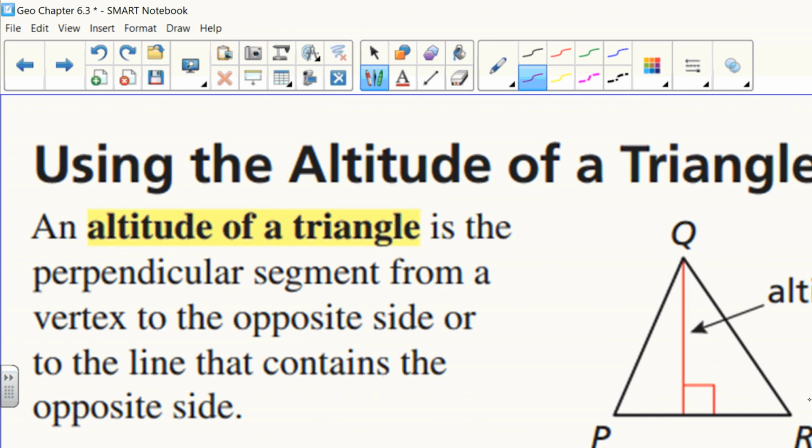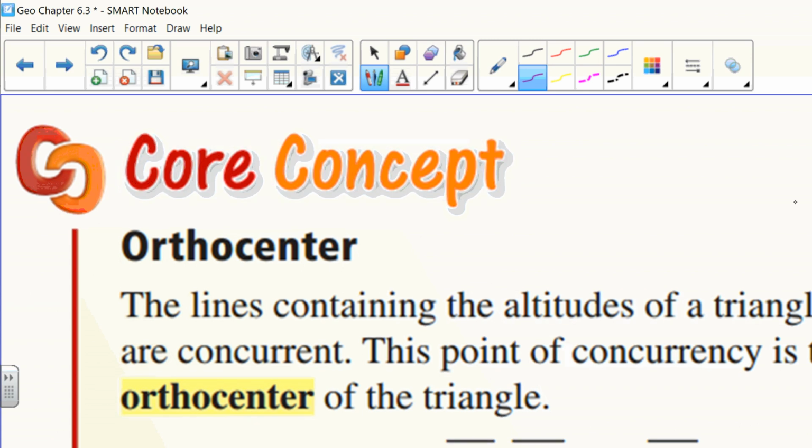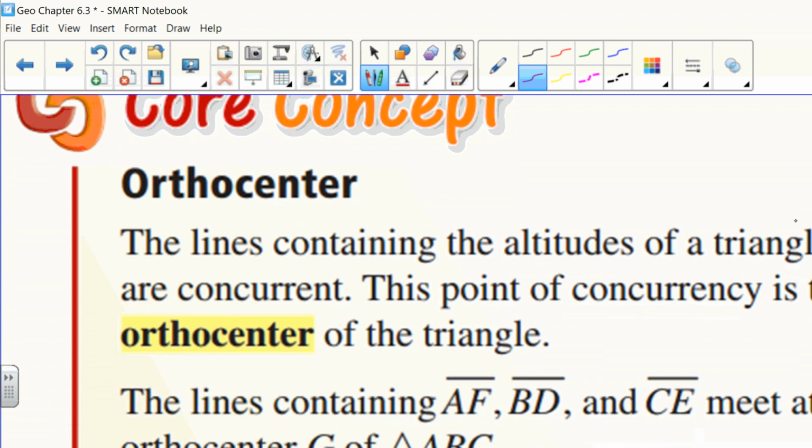The last thing that we have, or last kind of parts, is the altitude of a triangle. An altitude is just the height of a triangle. An altitude is the perpendicular segment from the vertex to the opposite side or line that contains the opposite side. Because if it is an obtuse triangle, the altitude or height of the triangle is outside the triangle. It's not actually in it. So we'd have to extend the side length to get the altitude. Now, when we draw the three altitudes of a triangle, where they meet, it's called the orthocenter. The orthocenter is where the three heights of the triangle intersect, or the three altitudes.